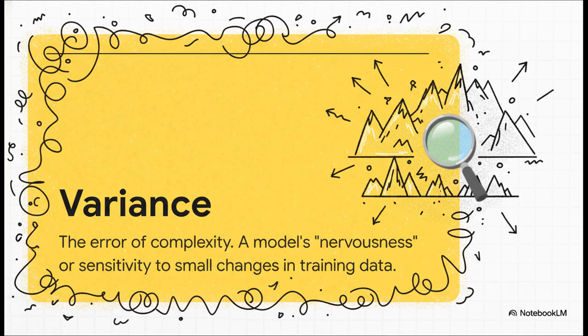And on the other side of that tug of war, we have variance. Now, if bias is stubbornness, then variance is the error of complexity, or the model's nervousness. It's how jumpy and sensitive the model is to every tiny little fluctuation in the data it trained on. Our crazy squiggly line model that memorized everything, it was super nervous, reacting to everything. That's a model with high variance.